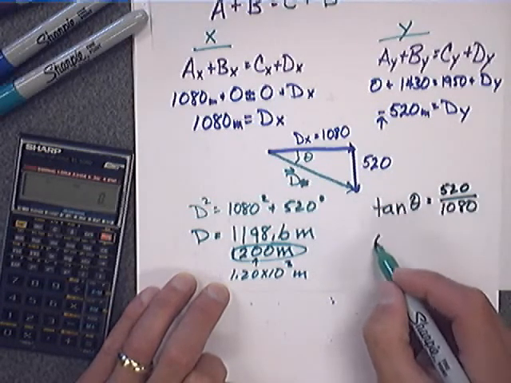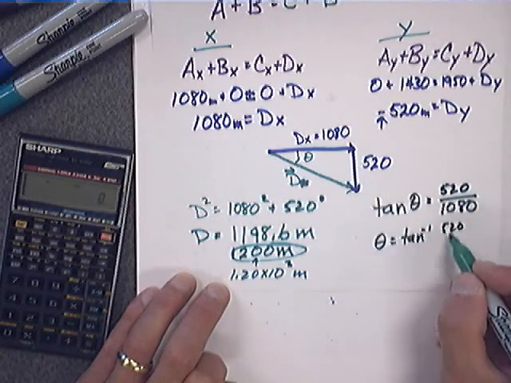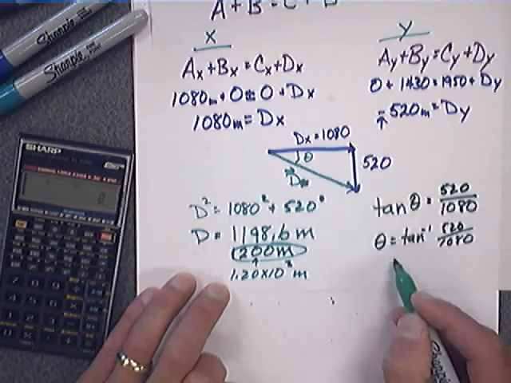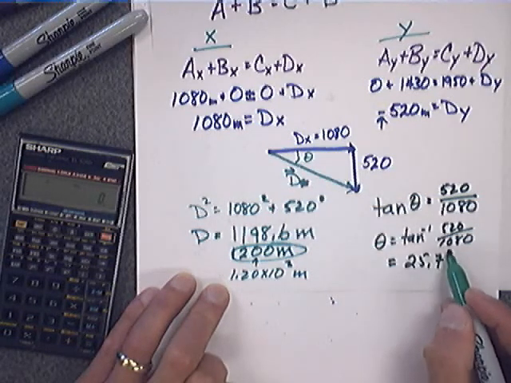When we solve for theta, theta is the inverse tangent of 520 over 1080, which gives me 25.7 degrees.